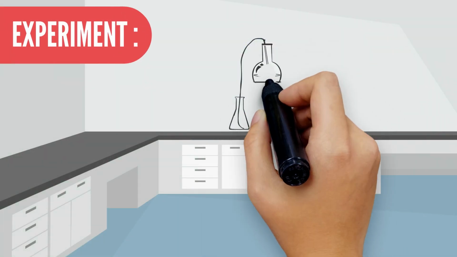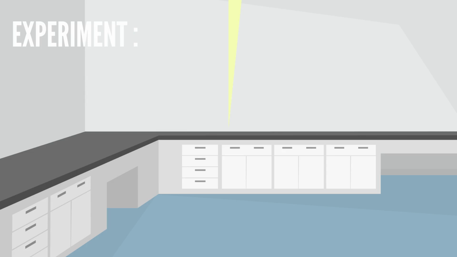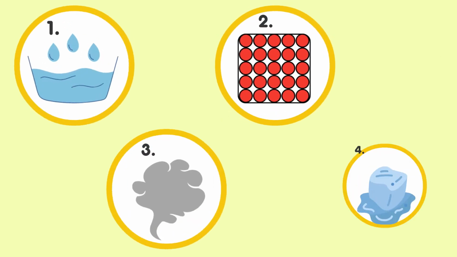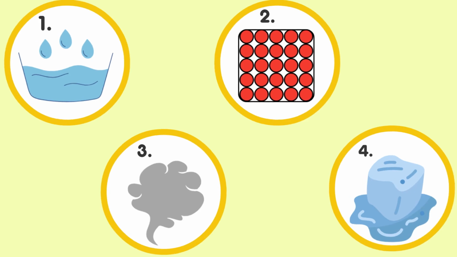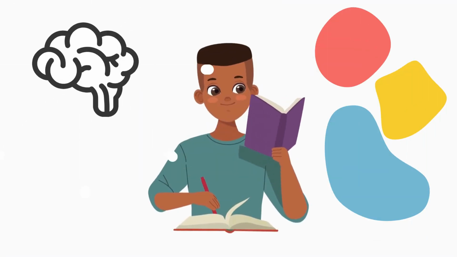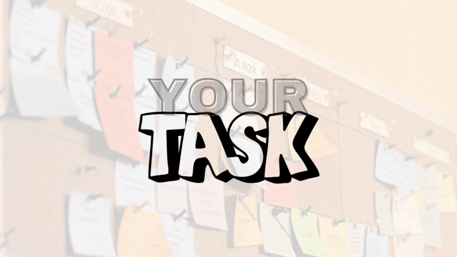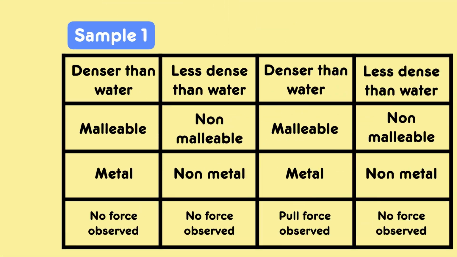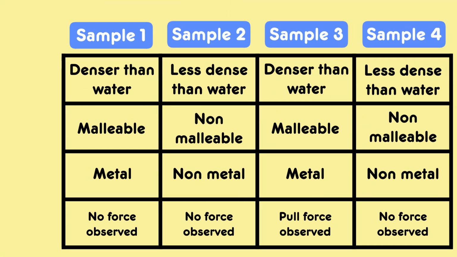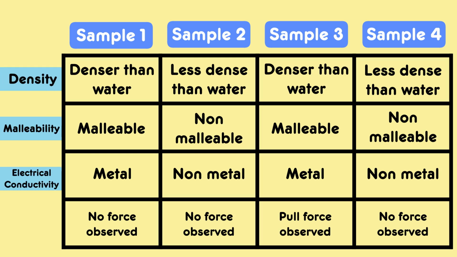In our lab today, we have set up an experiment displaying 4 distinct samples of matter, each with unique physical properties. This activity is designed to deepen our understanding of how these properties can determine the use of different materials. Your task: you're presented with a table that describes 4 samples of matter. All 4 samples are listed with their mass, malleability, ability to conduct electricity, and magnetic properties.